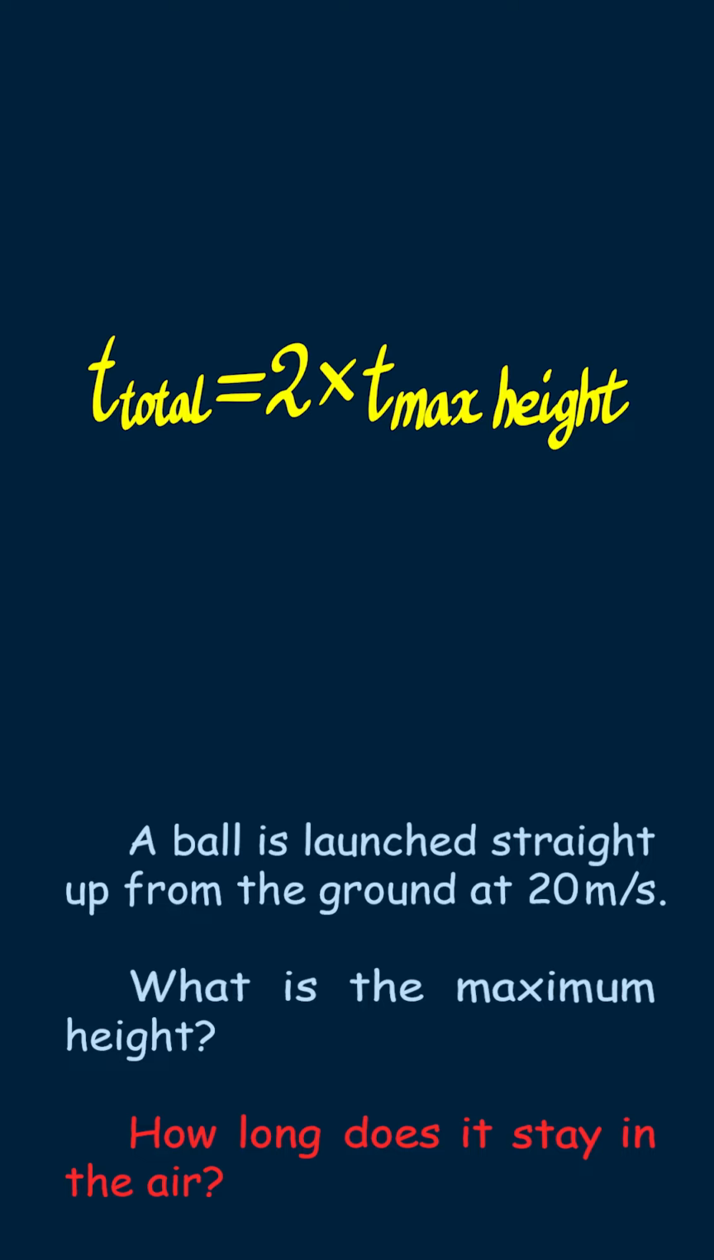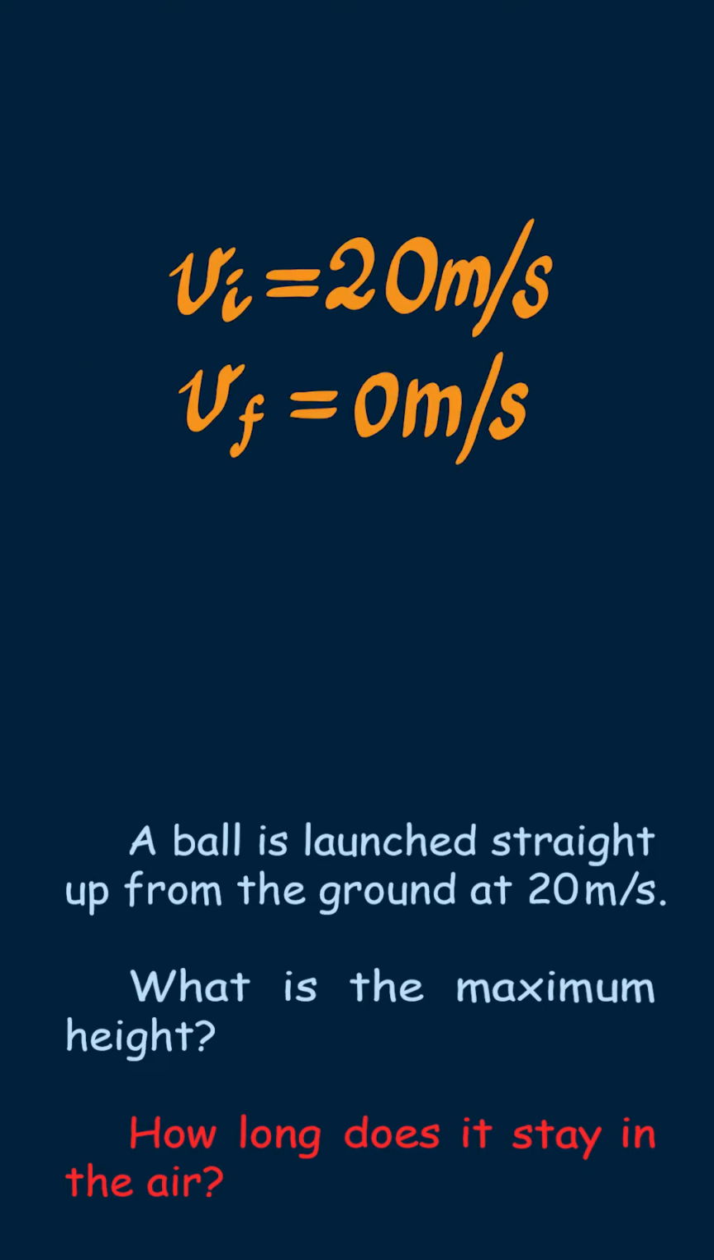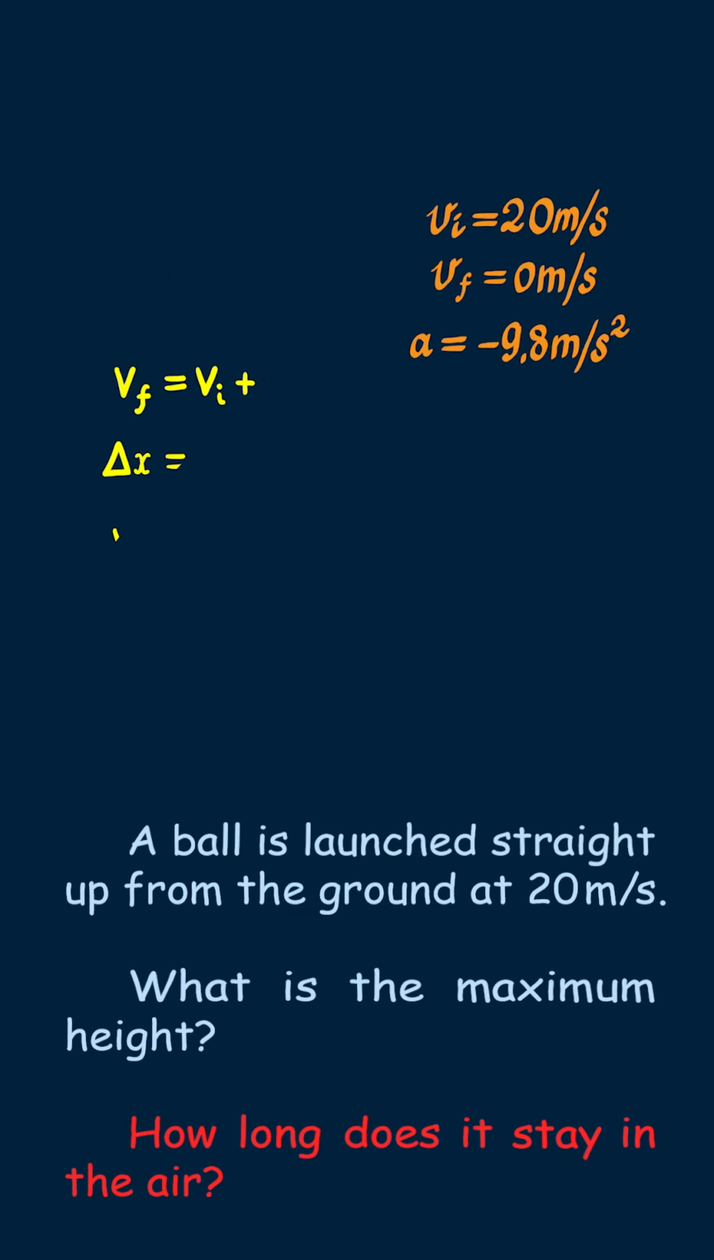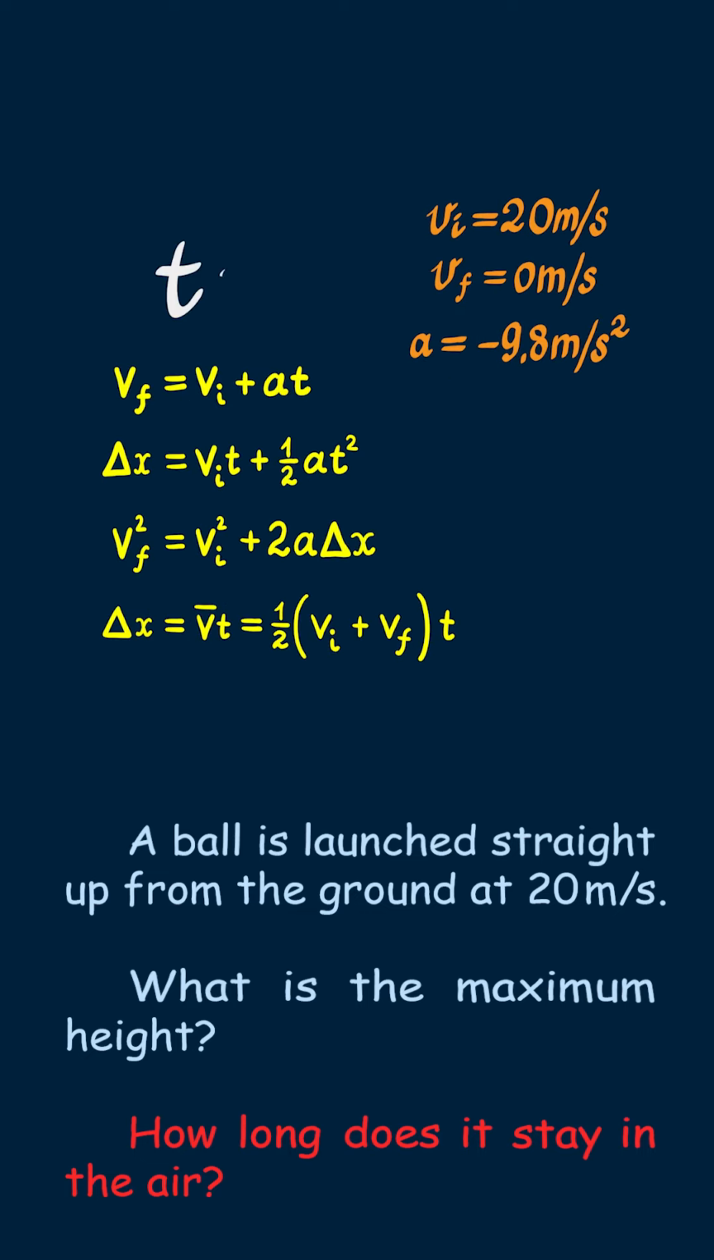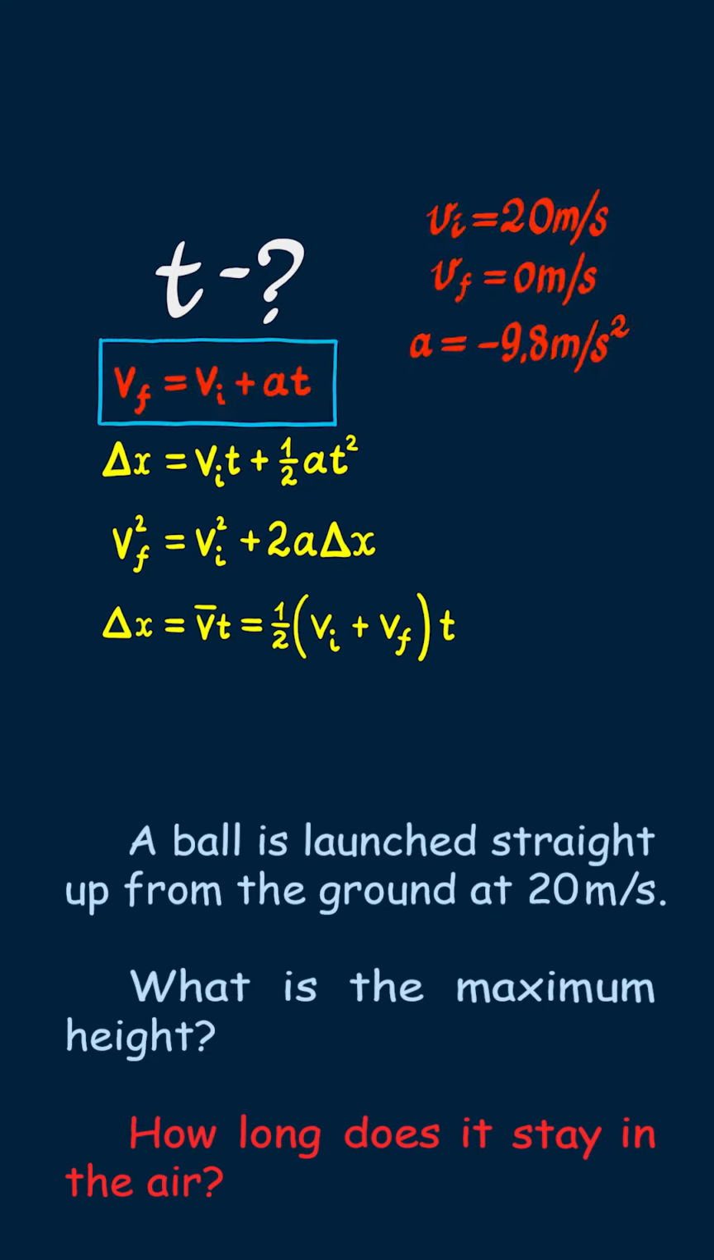So solving for the time it takes for the ball to reach the maximum height, we know the initial velocity, the final velocity, and the acceleration due to gravity. Looking at our formulas, the only one that has what we're solving for, time, and what we're given, initial velocity, final velocity, and acceleration, is this first one.